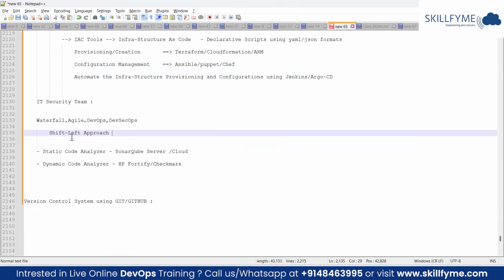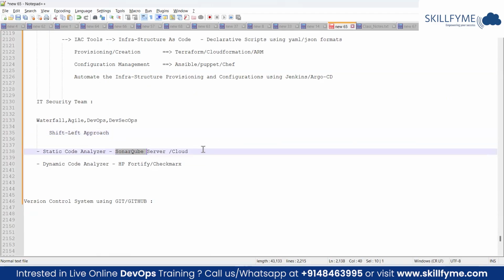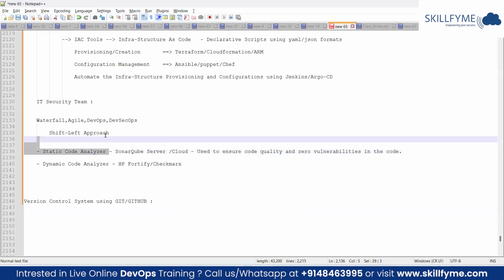That is what it is for, vulnerability. That's what I'm saying, right? SonarQube is meant for vulnerability checks only. It ensures code quality and zero vulnerabilities in the code. So using these tools, we can verify it.